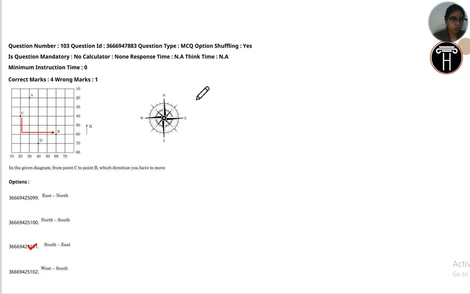Next question is the same kind, but here you have to move from point C to point B. So here 20 units vertically and 40 units horizontally. But here the question is asking which direction you have to move. Suppose this is north, south, this is your east and west. So you are moving in the southeast direction. Earlier you were at point C, now you are coming to point B, so you are moving in the southeast direction with respect to point C.